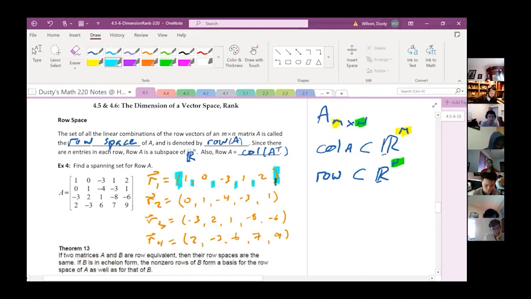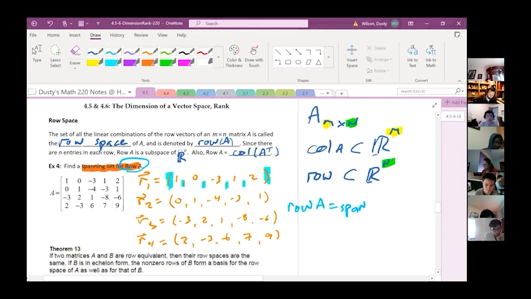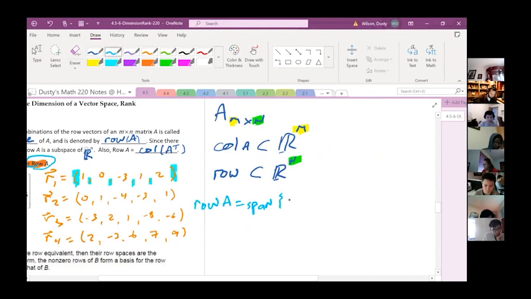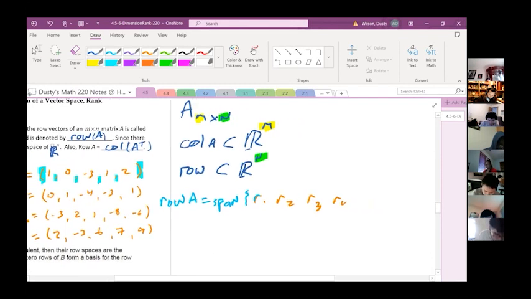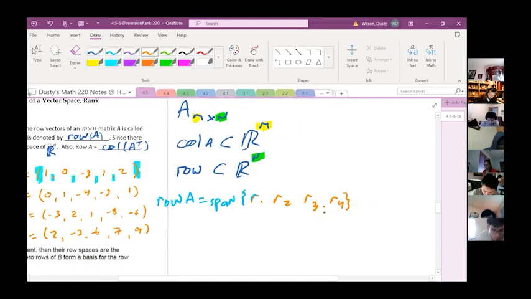So we want to find a spanning set. That's what our question is actually asking for. And so we would say that our spanning set is these four vectors. So we would say that the row space of A is equal to the span of these four vectors. Here's that spanning set.